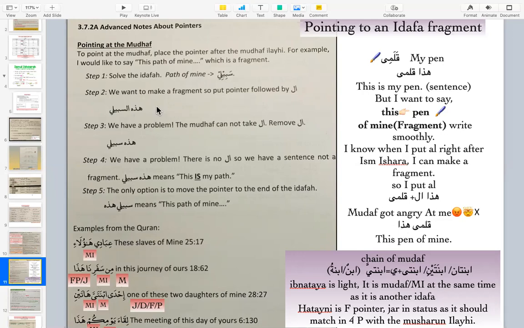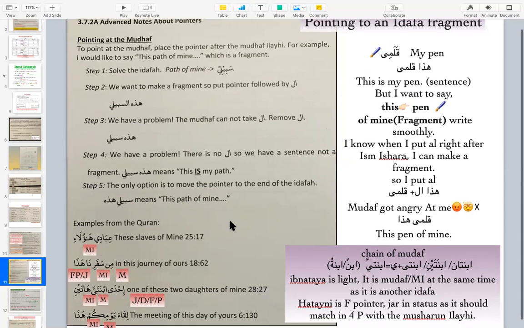Now look at another example over here. Sabili, my path, or path of mine. Now we want to make a fragment, so I put al over here. So hazihi al sabili, but there is a problem, right? Sabili is my idafa, and my mudaf cannot have al. So I removed al, and now I have a sentence, but I want to make a fragment. So what should I do? Same thing. Sabili hazihi, this path of mine. So just remember, whenever you have to point to an idafa fragment, your ismul ishara will always come after the idafa fragment, not before, because before is a problem.